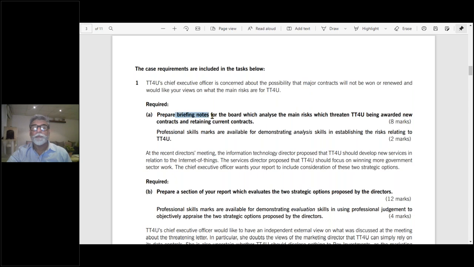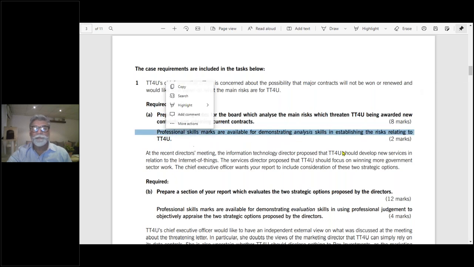Prepare a briefing note for the board, which analyzes the main risks, blah, blah, blah, 8 marks. Professional marks are available for analysis skills in establishing the risks relating to TT for you.